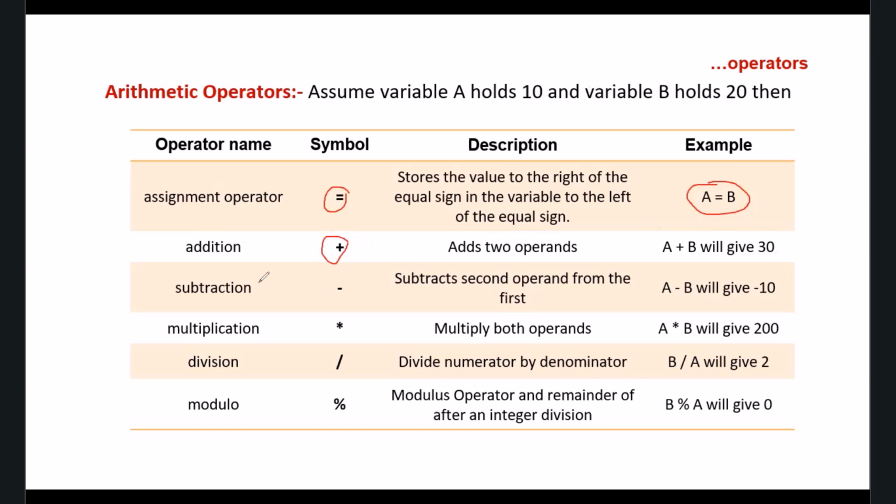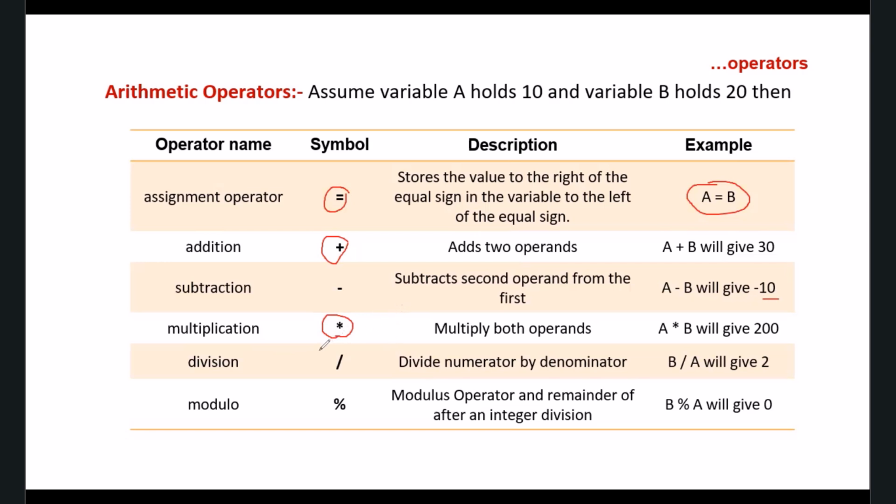The next operator, subtraction, subtracts the numbers. A minus B will give 10 minus 20. It will be minus 10. For the multiplication operator, the asterisk symbol is used. It multiplies both the operands. A into B will give you 10 into 20, that is equal to 200.